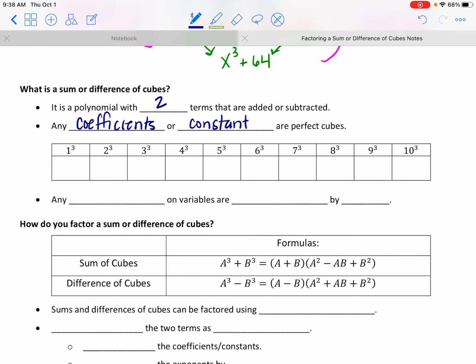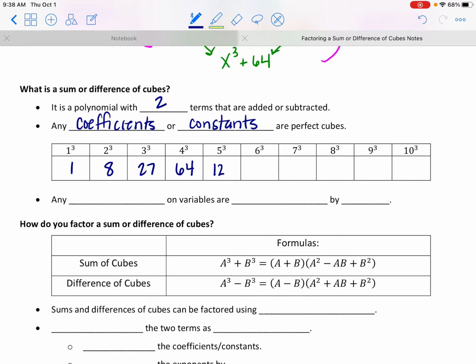We probably aren't as familiar with the cubes as we are with the squares, so this list might be a little more helpful. 1 cubed is 1, so 1 is not only a perfect square, it's also a perfect cube. 2 cubed is 8, so 8's a perfect cube. 3 cubed is 27. 4 cubed is 64. That's another one that's a perfect square and a perfect cube.